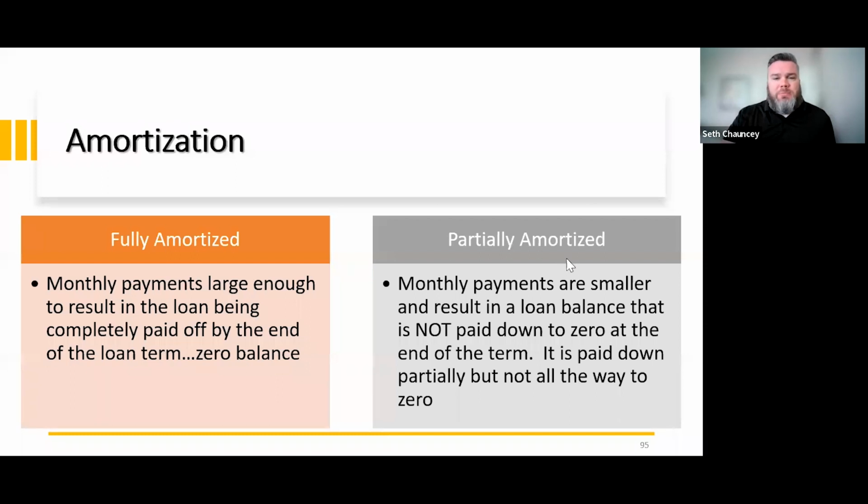So partially amortized means that it will not result in a zero balance. It'll still have some money left over at the end of the term, and you just make a balloon payment to pay it off. Fully amortized means when you make your last payment, your balance is zero. Everybody good on that statement?